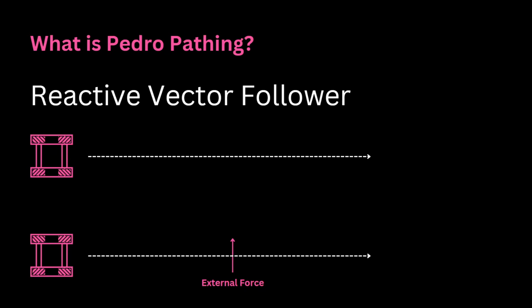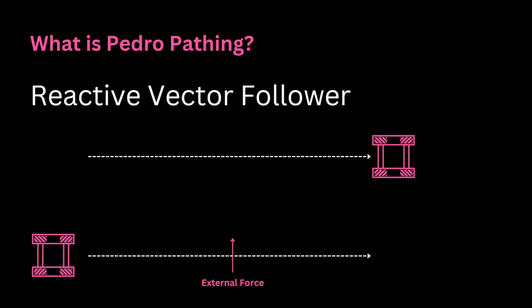We call Pedro Pathing a reactive vector follower because it dynamically calculates a set of vectors to follow to be able to stay on the path. So this would allow us to take straight lines, as well as being able to react to any external forces, because we're always recalculating where we need to go.